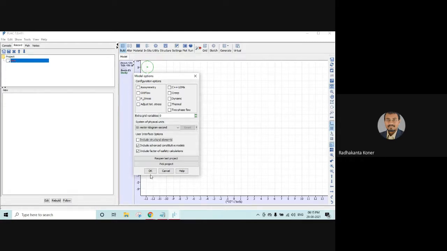Thermal, I have not used for mining use, but people are saying that thermal conduction and heat transfer may be used for this simulation. I have not used it. I have no exposure to that.